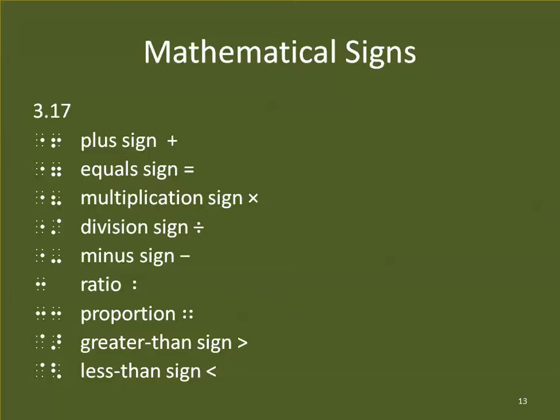Then we also have a ratio, which looks like a comma in print, and so therefore we're using a Braille comma. Proportion looks like two commas next to each other, so we're using two Braille commas. Greater than and less than signs look like angle brackets, pointing to the right and pointing to the left, and so that's exactly what we Braille for those. The same symbols that we use for angle brackets are used for greater than and less than.